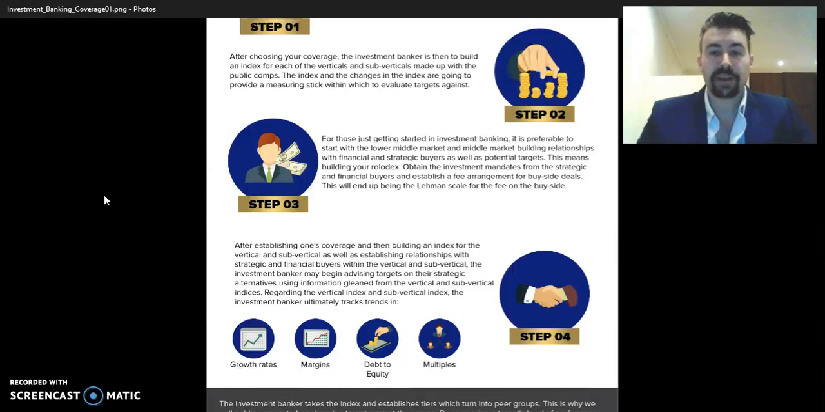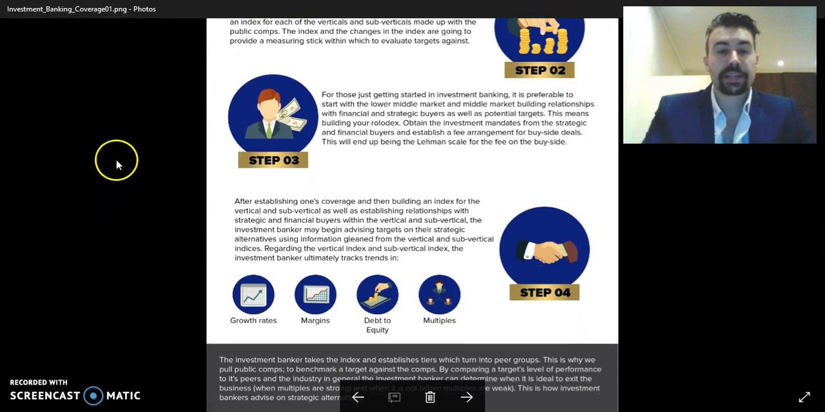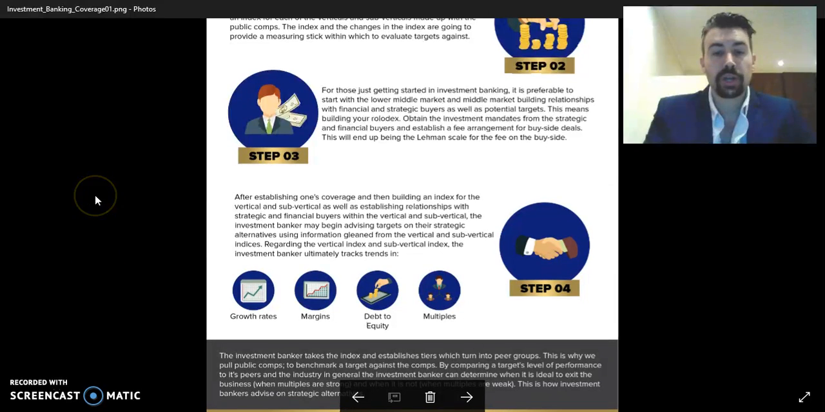So the fourth and final step, and we already touched on it a little bit, is after establishing one's coverage, to then use the index. Using the index, we're going to start advising potential targets on their strategic alternatives using information gleaned from the vertical and sub-vertical indices that we have built. And this is going to be tracking growth rates, margins, debt-to-equity ratios, and ultimately multiples.